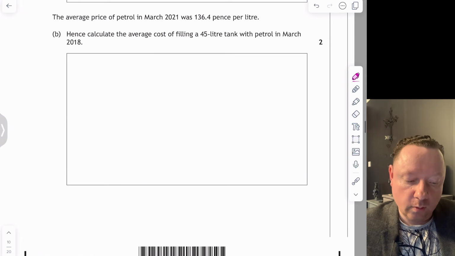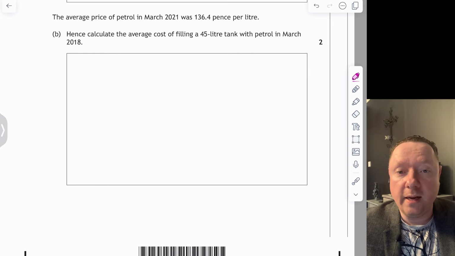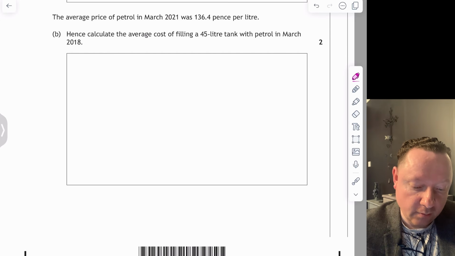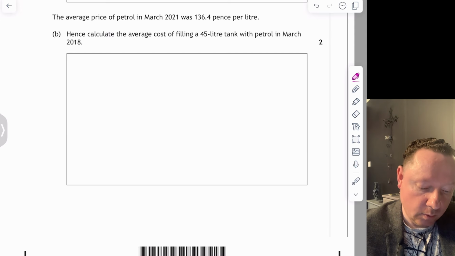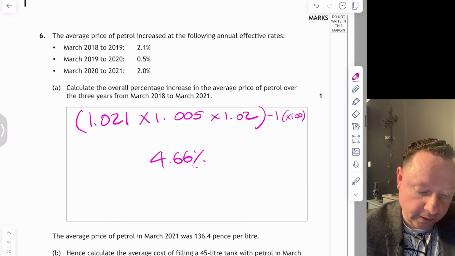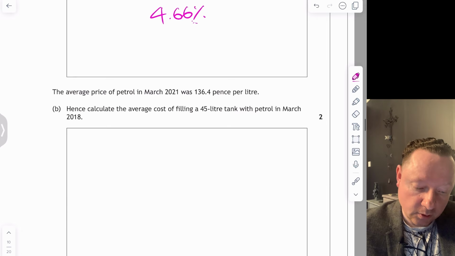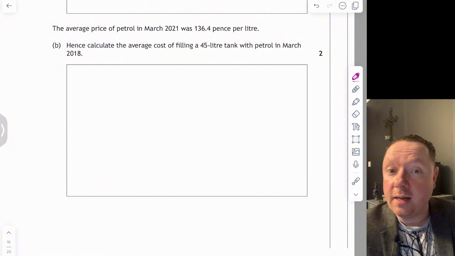Average price of petrol in 2021 was 136.4 pence per litre. Calculate the average cost of filling a 45 litre tank with petrol in 2018. So we're going from 21 back to 2018, but we already know that the percentage increase was 4.66%. So all I need to do is divide by that to go backwards.